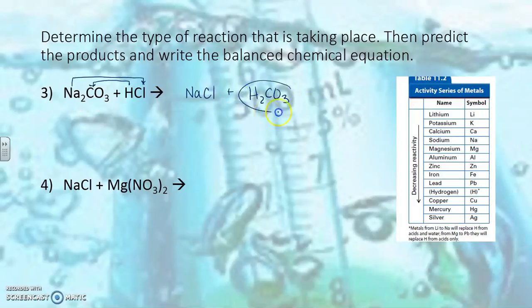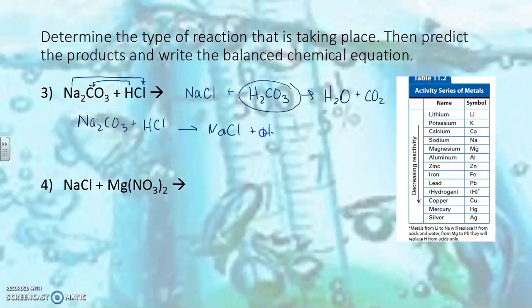Red flag. Remember, I told you this thing automatically breaks down into water and carbon dioxide. Okay, so we've got Na2CO3 plus HCl breaks down to give us NaCl plus H2O plus CO2. Oh yeah, this is an acid-base reaction. Why? Because you have a salt and water formed. Okay, this one's going to be a double replacement reaction.